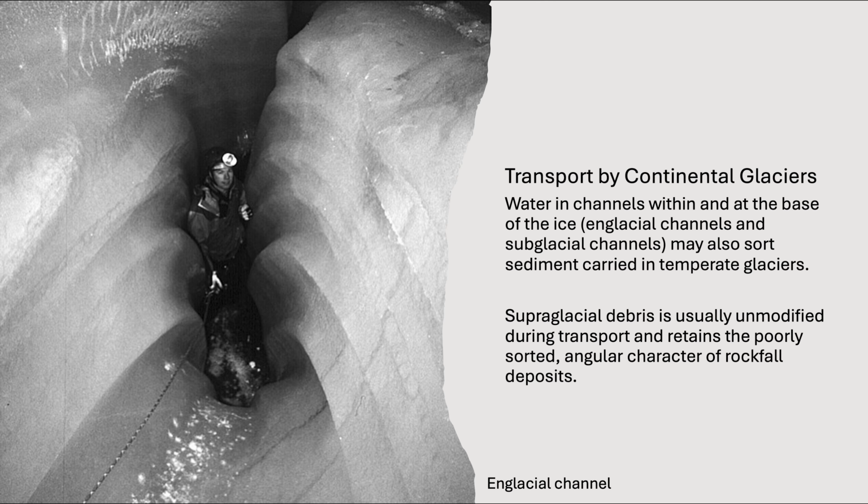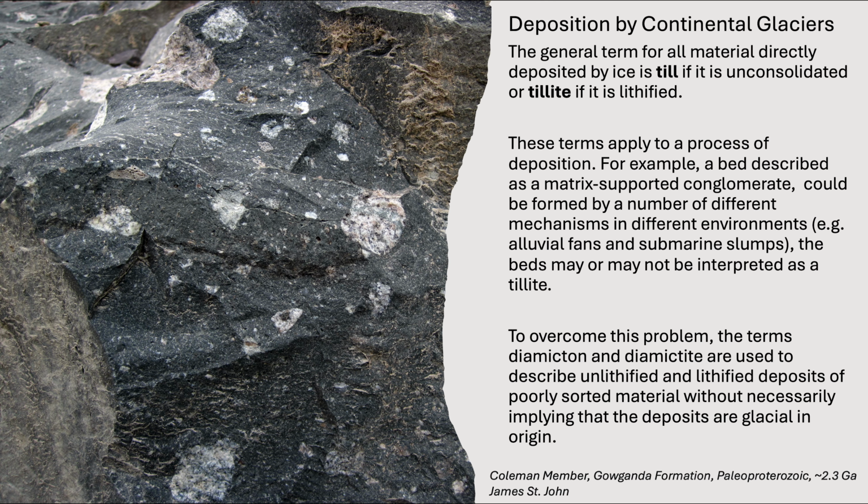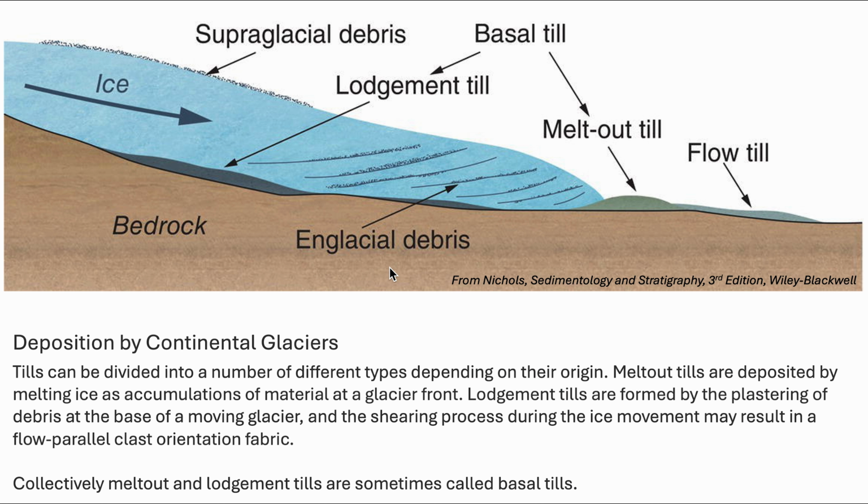its size and angularity. When this material is eventually dropped by the ice, we call it till if it's unconsolidated, or if we begin to cement it together, it's called a tillite. That's the rock version of till. So these terms are going to apply to a process of deposition. Here we have a cross-section of a polythermal glacier. The main body of the ice here, bedrock below, and englacial debris here within the body of the glacier.